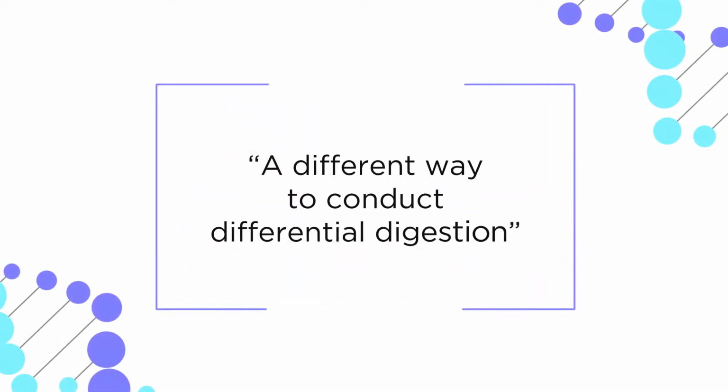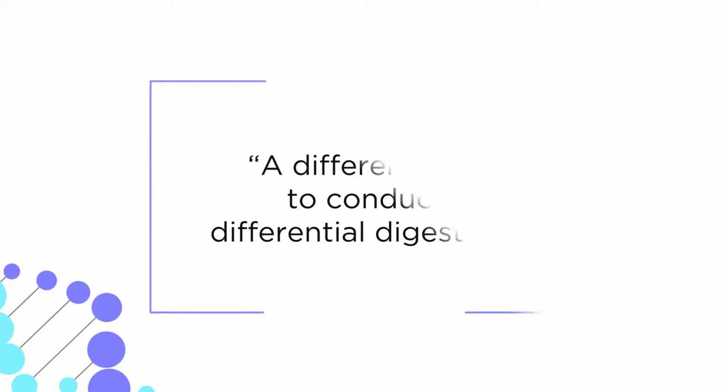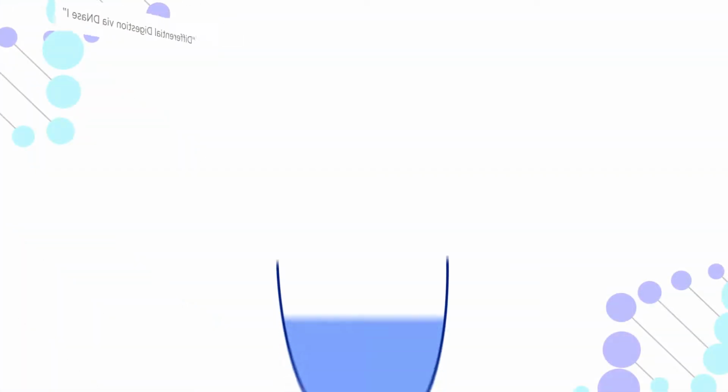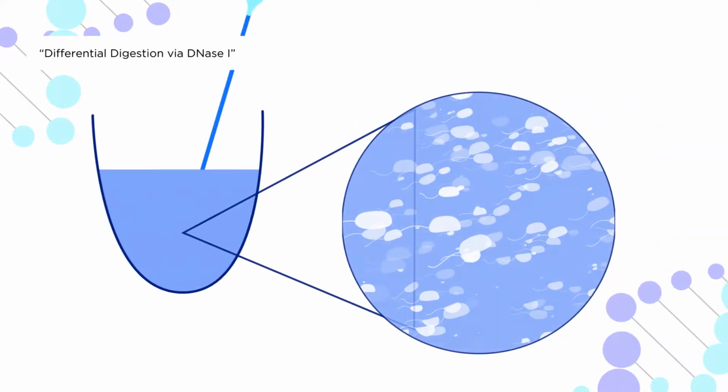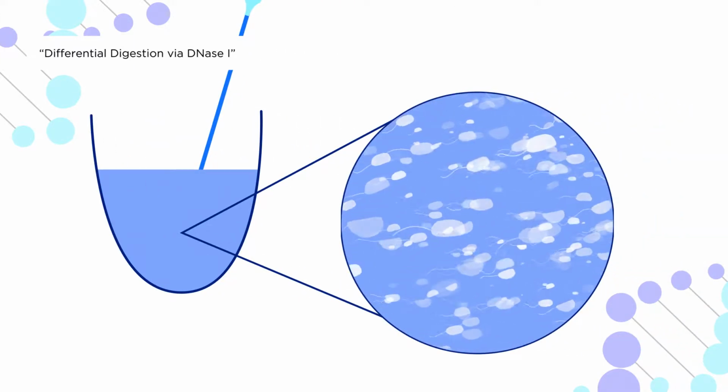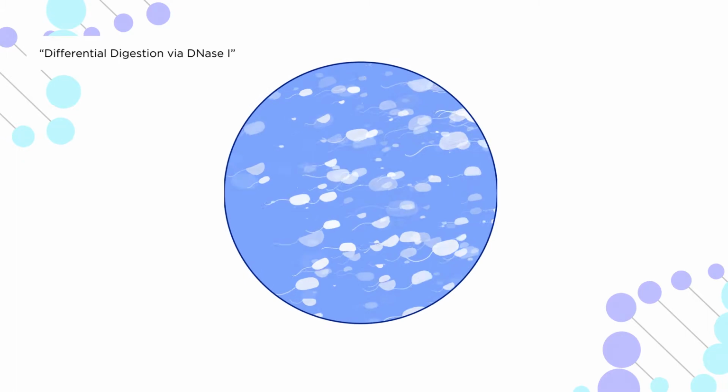A different way to conduct differential digestion. Differentials are the process involving the separation of male and female cells from evidence collection swabs. This process is very time and labour intensive. Oakland PD aimed to change that.